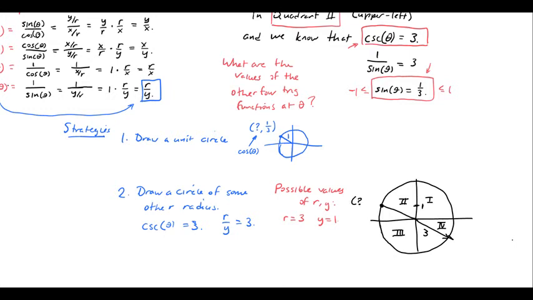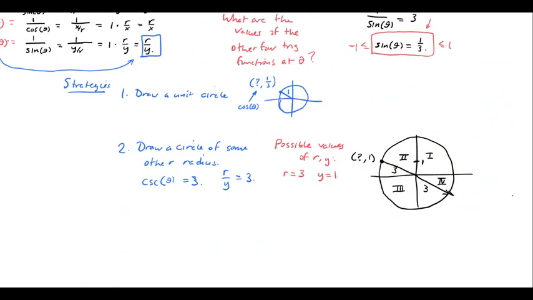Okay, so I have some point here. Its y coordinate is 1, and it's on a circle of radius 3. All right, so what do I know? Well, I know that this circle of radius 3 has the following equation: x squared plus y squared equals r squared, and r in this case is 3, so x squared plus y squared is exactly 9.